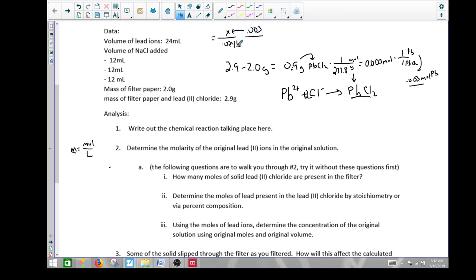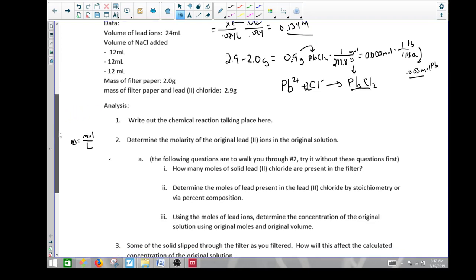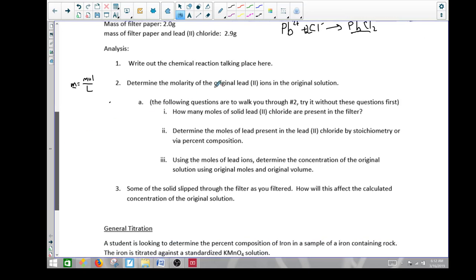0.003 divided by the 0.024, and I'm going to get my original molarity. Divided by 0.024, and I get 0.134 molarity. 0.134 moles per liter. Okay, so the next questions we have here would have just walked us through. I think from what we did there, all of these questions we did.